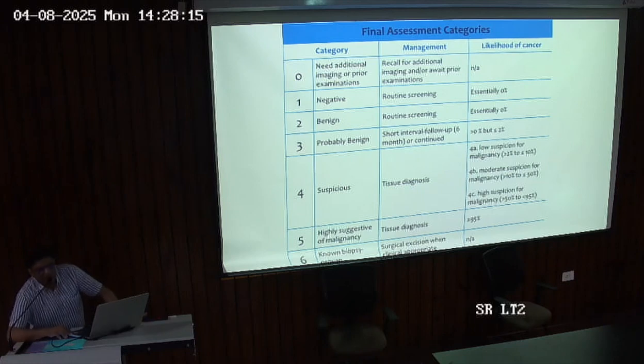There is no category 6 in this sense, but if a patient comes with a previous histopathology report, that comes in grade 6. So surgical excision is required because the patient already has the histopathology report.